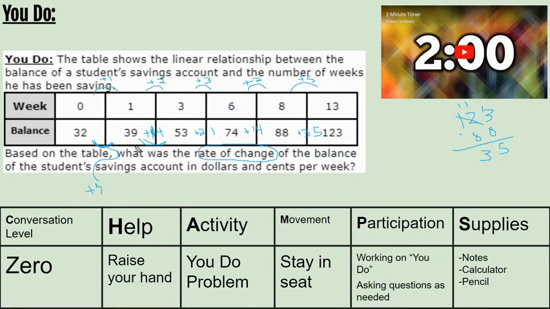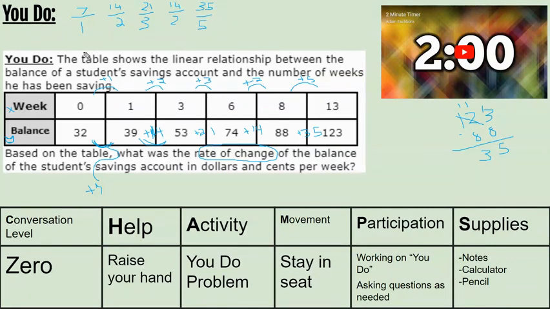So now we have to see if these are equivalent. So remember, time is always X, and if it's on top, it's always X. And the balance, which is your money, is always going to be Y. Money is always Y, and time is always X. Just get that into memorization. So if I were to put these up here, like I showed you, it would be 7 over 1, 14 over 2, 21 over 3, 14 over 2, and then 35 over 5.